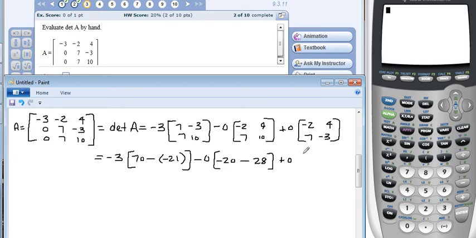There's my cow again. 0 times the determinant of this. We take the product of this. -2 times -3 is a +6. And I subtract the product of this, 28.